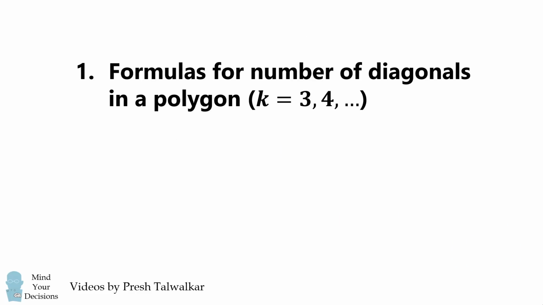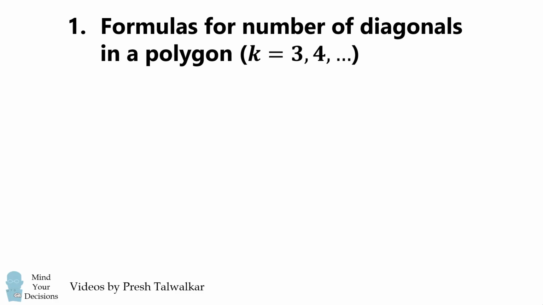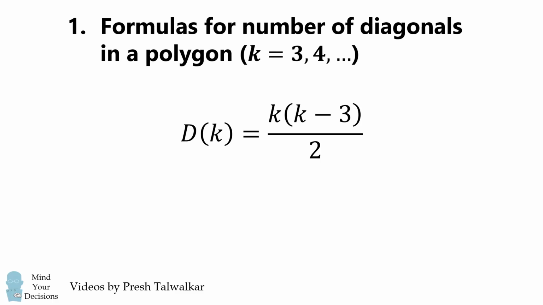I'm first going to present two formulas for the number of diagonals in a polygon with k sides, where k is greater than or equal to 3. I'll then illustrate how to solve the problem quickly. One formula is an explicit formula: dk is equal to k multiplied by k minus 3, all over 2. This is useful if you want to evaluate a particular value, like k is equal to 100.